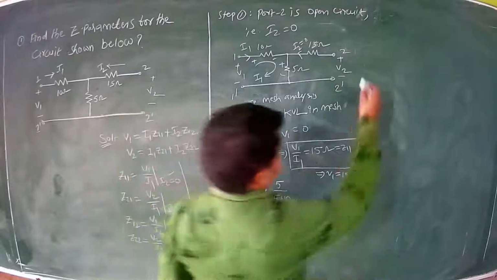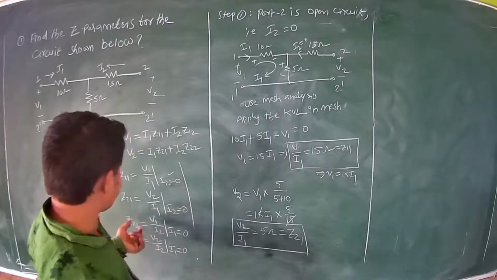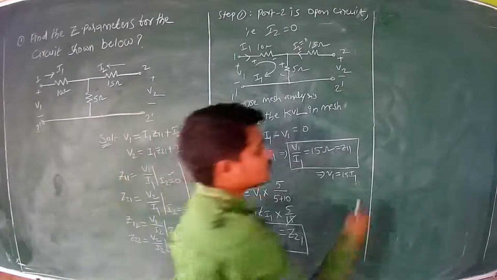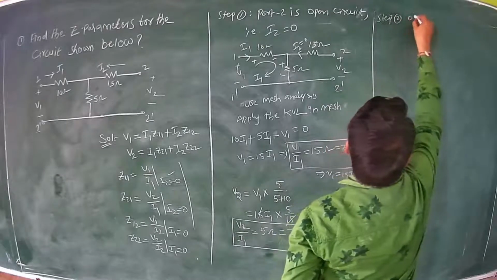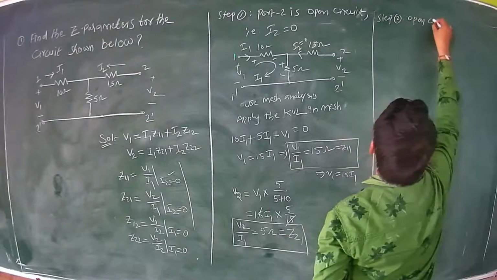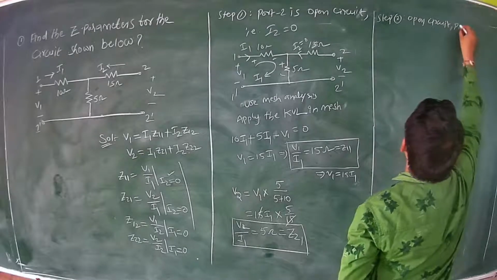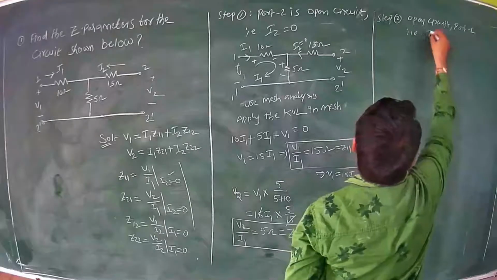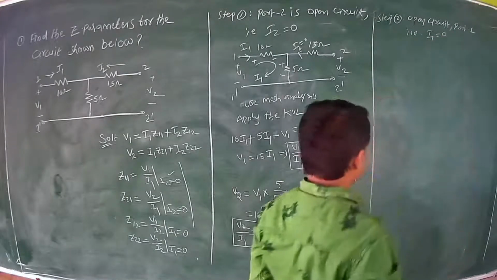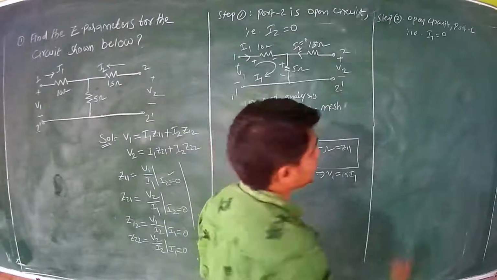Now, next step. Second step is open circuit the port 1. That is I1 equal to 0. So this current is 0. This I1 current is 0. So redraw the network.